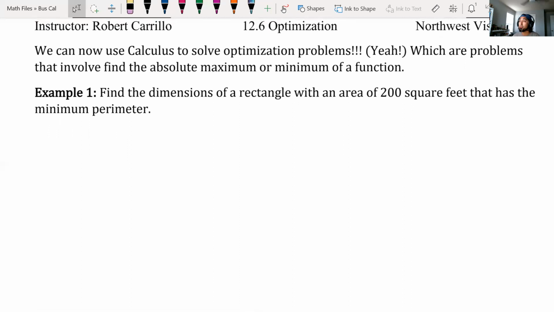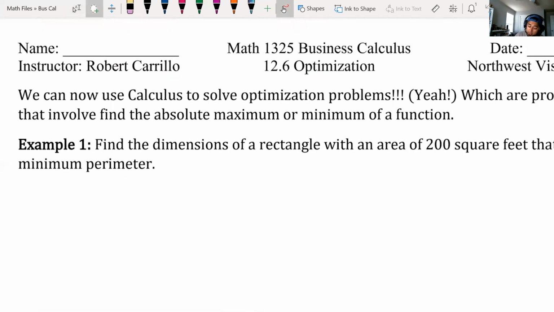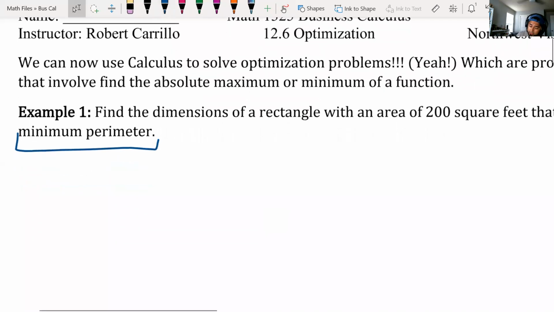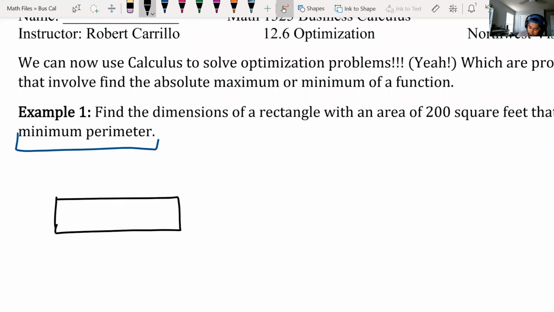the minimum perimeter. In this example, it's already telling us what to optimize. It's telling us to minimize the perimeter. First, I'm going to draw a diagram. Here's my rectangle. I'll label the width x and the height y, or length x, width y, whichever.